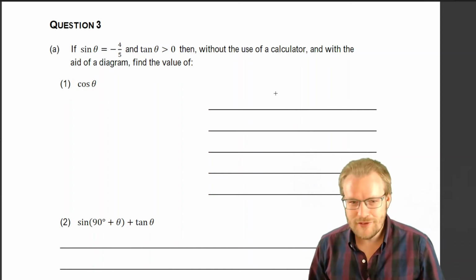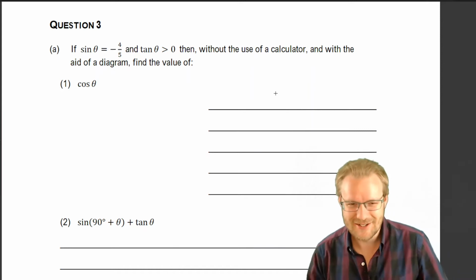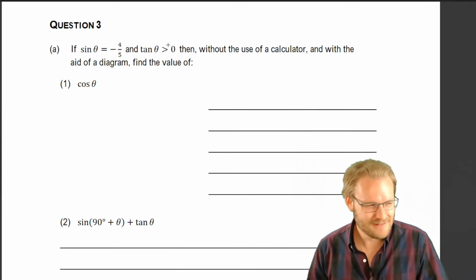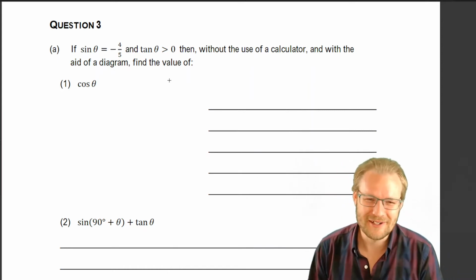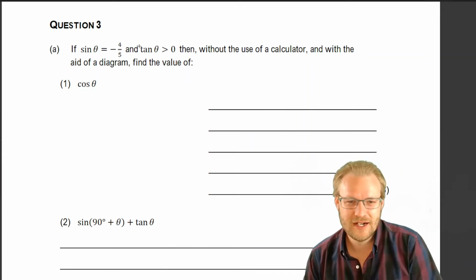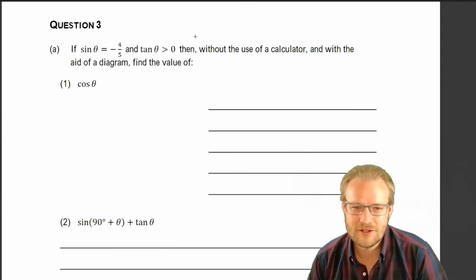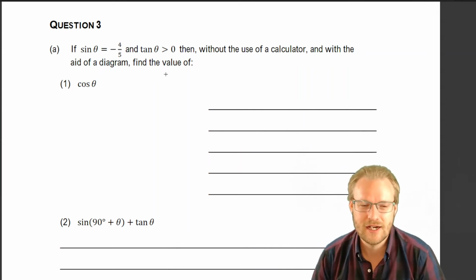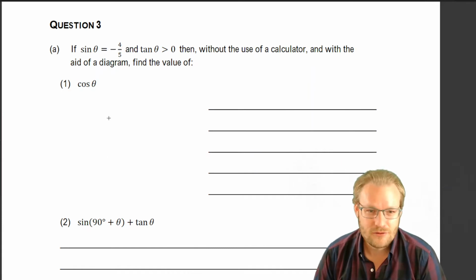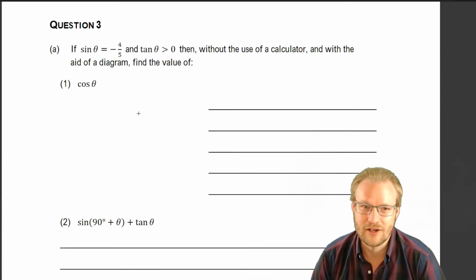And let's move into a little bit of trigonometry. I don't know what the good phrase would have been there. Okay, so we got sine theta is minus 4 over 5, tan theta greater than 0, and it's without the use of a calculator or a diagram. The way it's structured here, it's just crying out for one particular way to solve this.